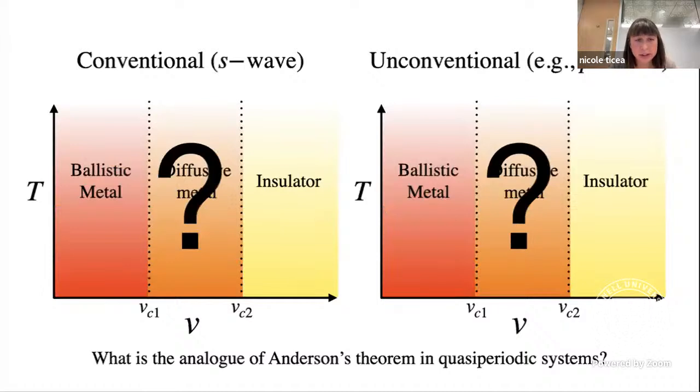So one might naturally wonder, what, if any, is the analog of Anderson's theorem in a quasi-periodic system? As I'll motivate in a few minutes, quasi-periodic systems display truly remarkable transport properties that will eventually play a really important role in understanding what kinds of superconductivity these systems can support.